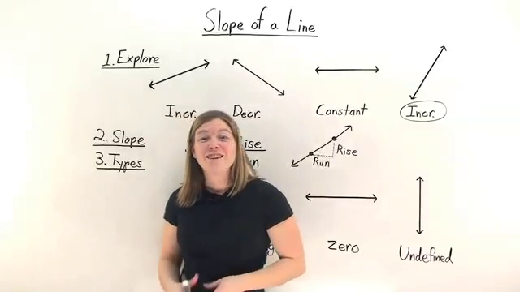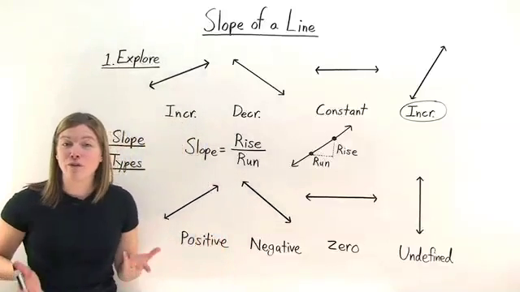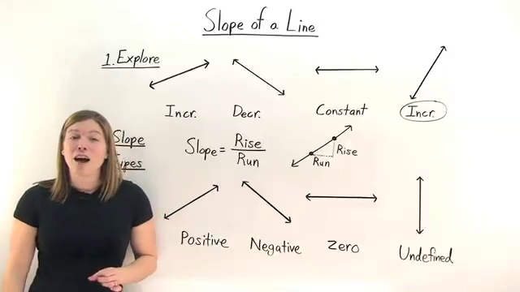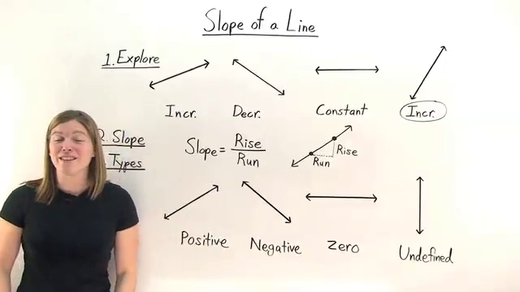Neat. So now we know more about what the slope of a line means. The slope of a line is an actual number that allows us to better describe the steepness of that line.